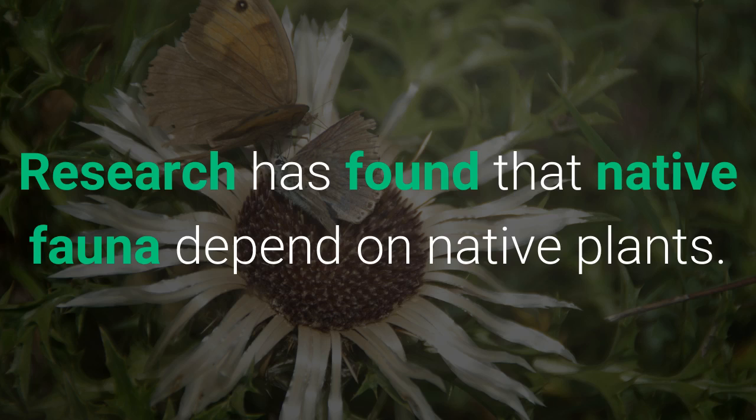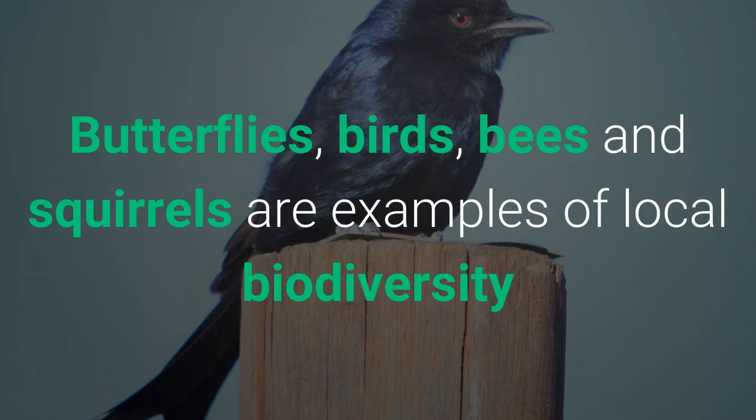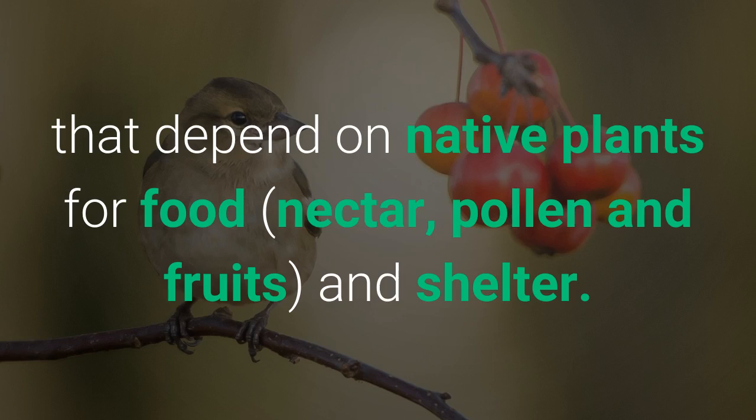Research has found that native fauna depend on native plants. Butterflies, birds, bees, and squirrels are examples of local biodiversity that depend on native plants for food and shelter.